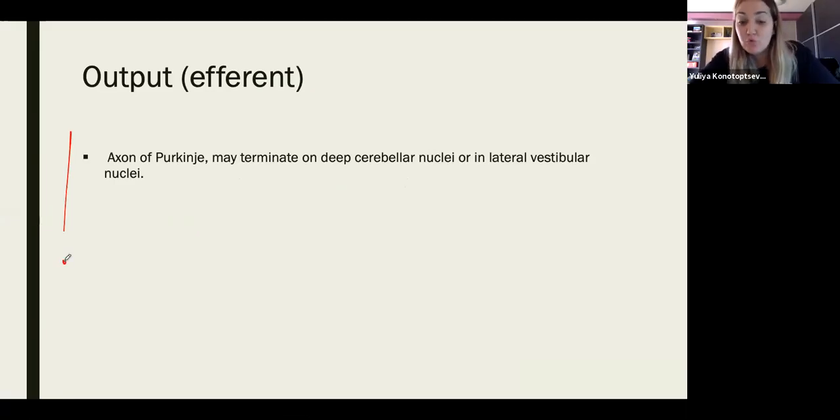This is a very common question. What is the output of the cerebellum? What's the only output of the cerebellum? It's going to be the axon of the Purkinje cell. Okay, that's the only output. So that's the information that leaves the cerebellum, through the axon of the Purkinje cell. Where does the axon of the Purkinje cell synapse? Deep cerebellar nuclei or lateral vestibular nuclei. That's why the cerebellum has something to do with balance as well. So not just controlling the movement, but also balance.